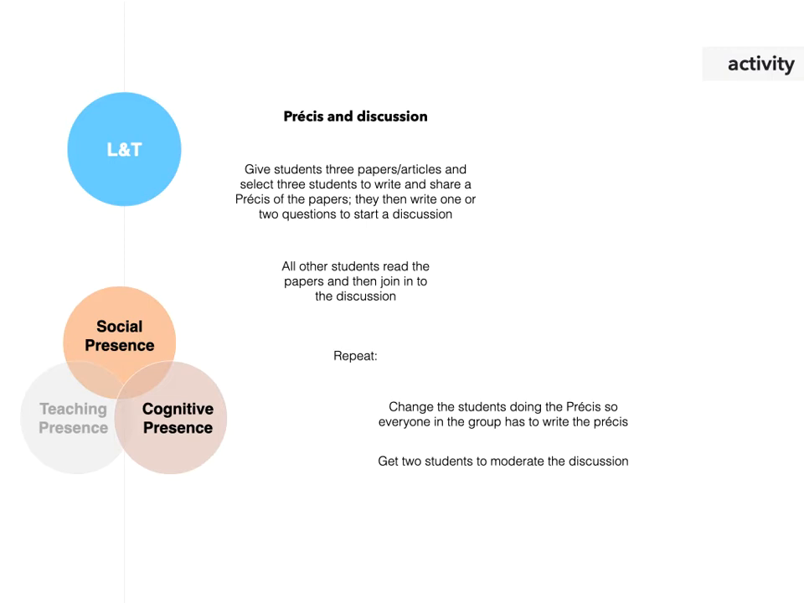Now, if you repeat that exercise, of course, you can cycle through the students. So first time around, you pick the first 3, then you have another 3 do the précis, then you have another 3 do the précis. And you could enhance this activity by getting students to moderate the discussion. Get students to summarise the discussion at the end, get some students to steer the discussion, make sure that people are coming in, bringing their answers in.